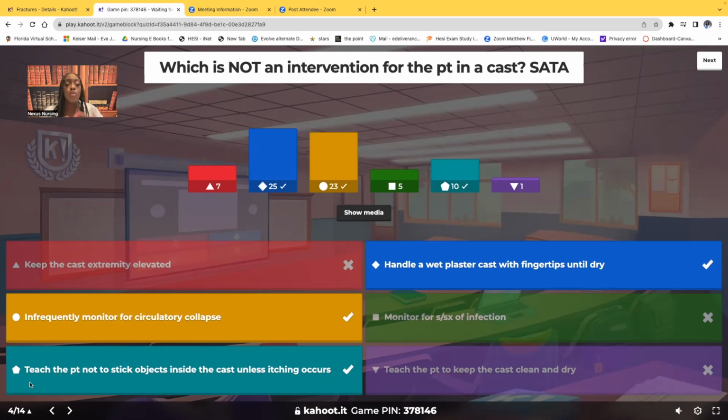Now, here is what you are going to teach the patient. You're going to teach them to keep that cast elevated. Why? We want to decrease swelling. We want to decrease all the fluid rushing to that area, because remember, the cast is not going to expand.